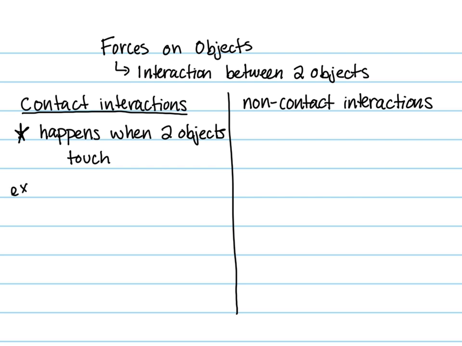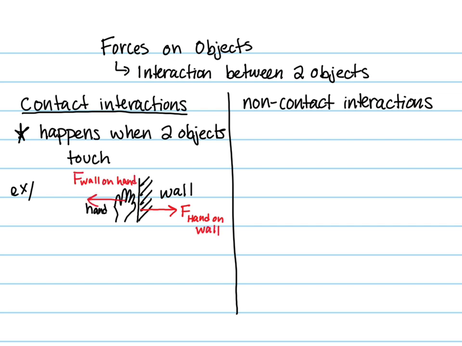An example of this is, let's say you have a wall and you push your hand up against the wall. When you do that, your hand exerts a force on the wall to the right in this picture, and the wall is pushing back on your hand to the left. So these forces are what we call equal and opposite. They're the same size, but they're in opposite directions. And anytime two things are touching each other, this is what's going to happen. You're going to get a force from object A on object B, and then another force from object B onto object A, and they'll be in opposite directions but the same size.